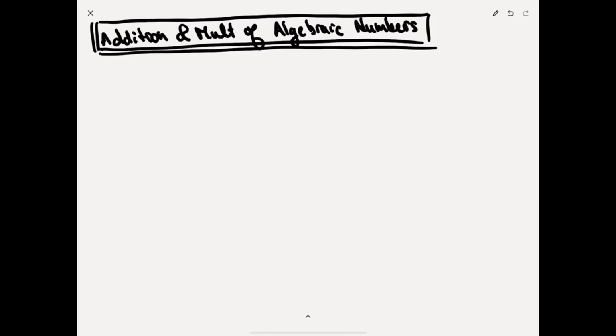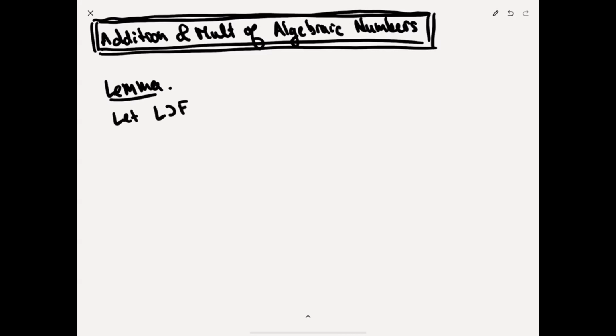So basically, we want to be able to prove that things like the square root of 2 plus the square root of 3 are algebraic. So if you take two algebraic things and you add them together or multiply them together, they're going to still be algebraic. So let me just state this formally. So the lemma is the following. Let L over F be an extension of fields.